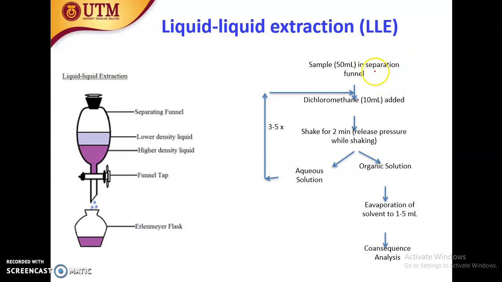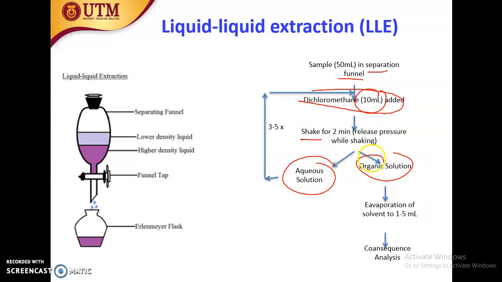So you have a sample in a separating funnel, and then you put in solvent. The colored liquid is the solvent. You see that the volume is usually lower than the original sample. You shake, and then you collect the organic solution and aqueous solution. If you want more analyte, you do this several times and repeat. Then evaporate, and then you do analysis.